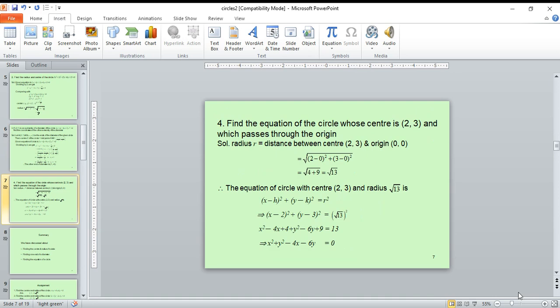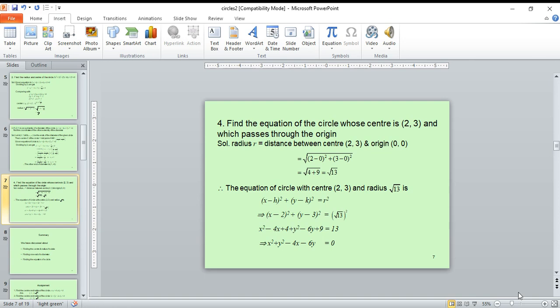Next question. Find the equation of the circle whose center is 2 comma 3 and which passes through the origin 0 comma 0. So using the origin, find the radius of the circle.